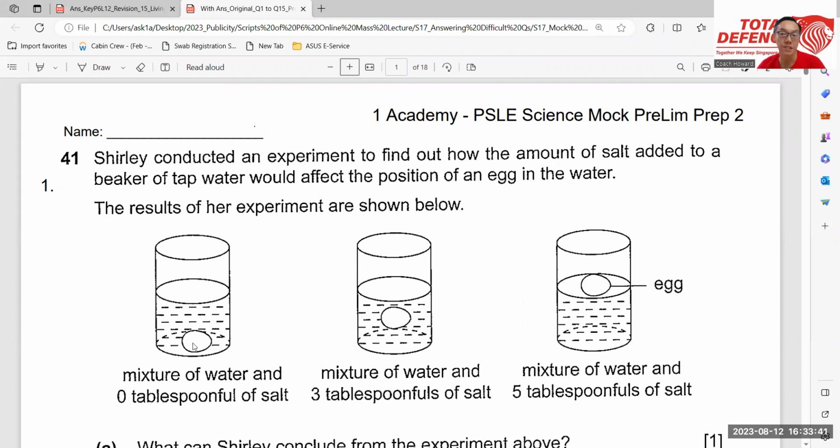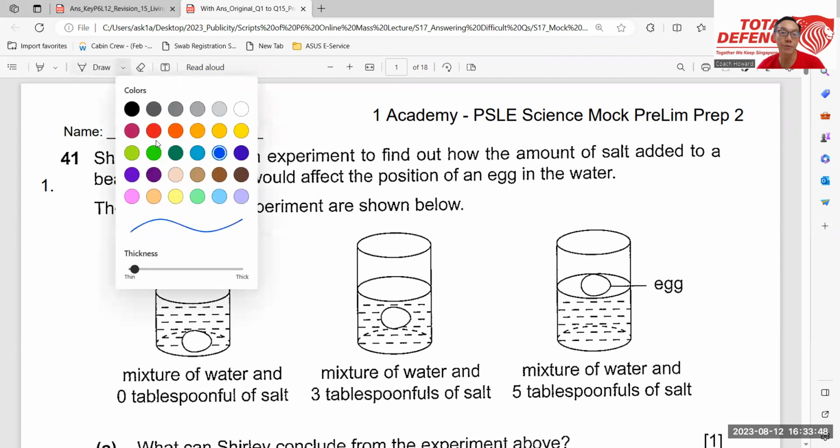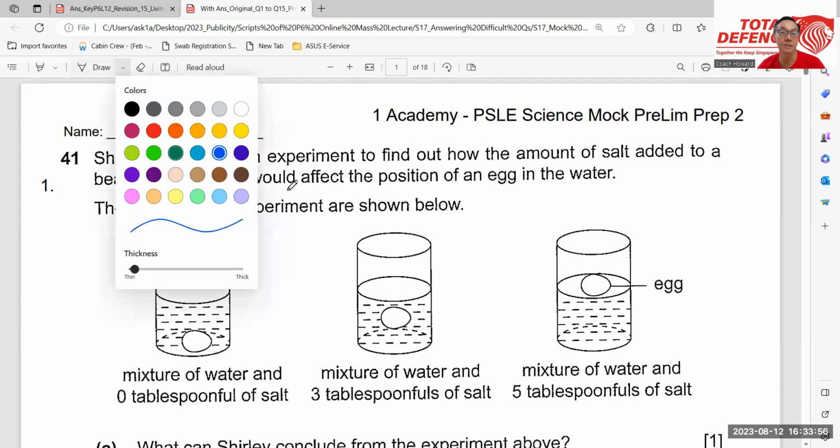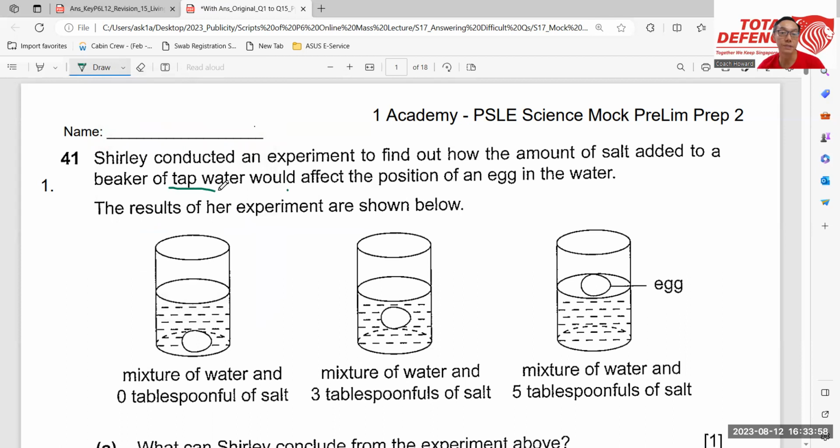So you can see here in this experiment, we want to find out how the amount of salt added to a beaker of tap water, as we know that tap water does not have any salt content, so it's like fresh water, would affect the position of an egg in the water. So this one should add 0, meaning it is like a control setup. This one, 3 tablespoonfuls, the egg actually floated up slightly. And if you add 5, the egg actually floats fully.